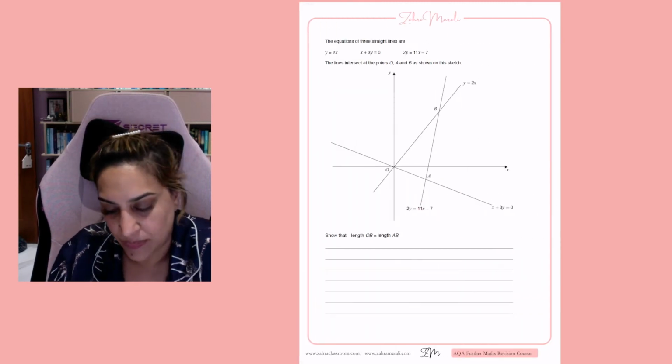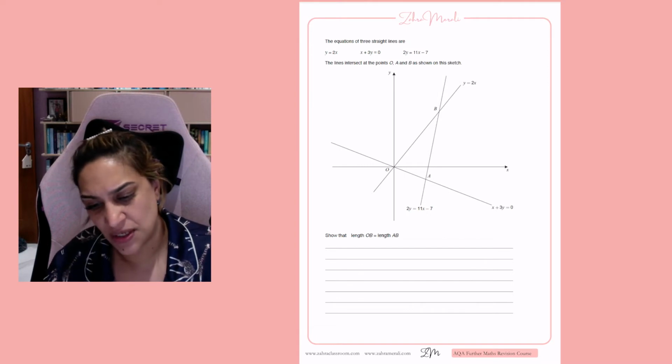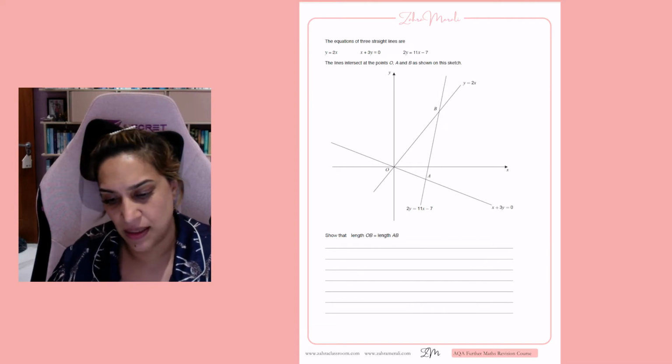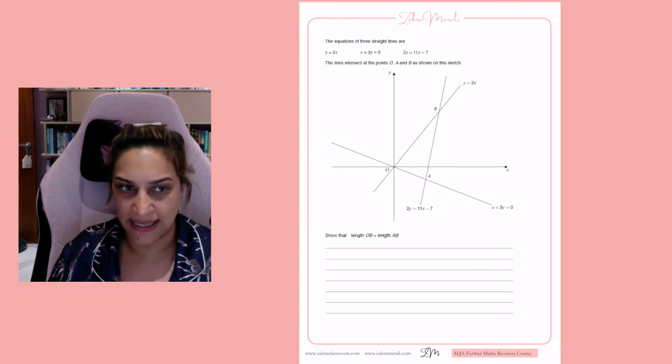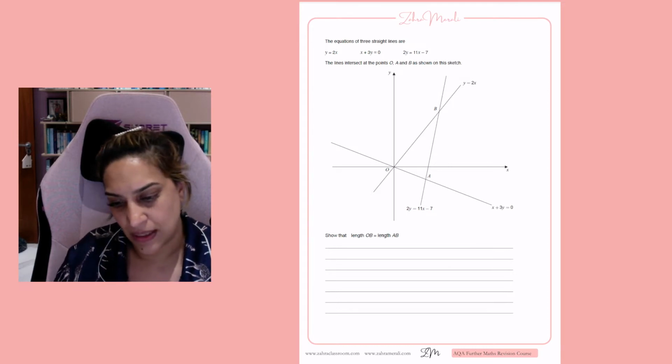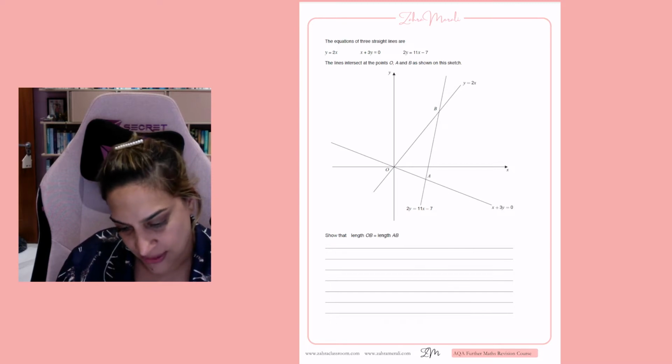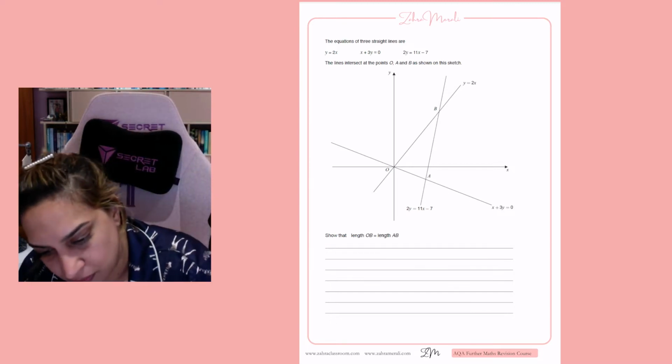Okay, now we've got equations of 3 lines. The lines intersect at the points O, A, and B, as shown in the sketch. Show that the length of OB, so let's find the length OB.